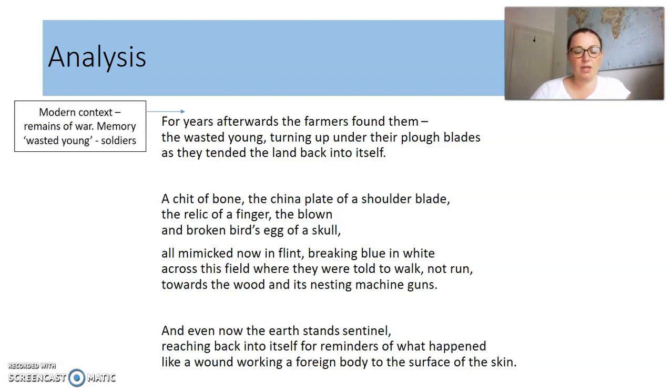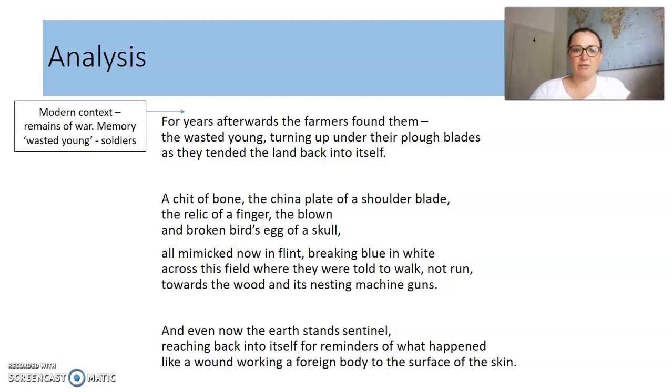So, for years afterwards, the farmers found them, the wasted young, turning up under their plough blades as they tended the land back into itself. So the poem begins in that modern context of the farmers in France going about their normal farming duties when they uncover the remains of these soldiers.